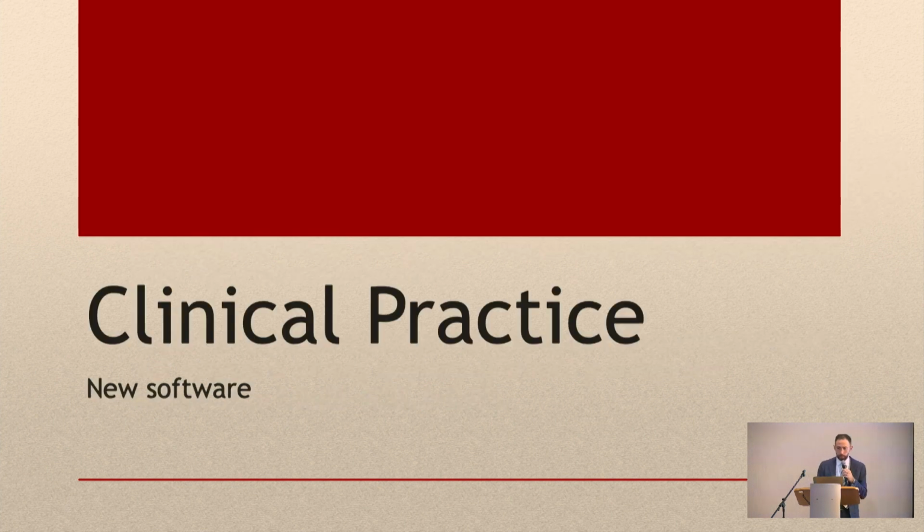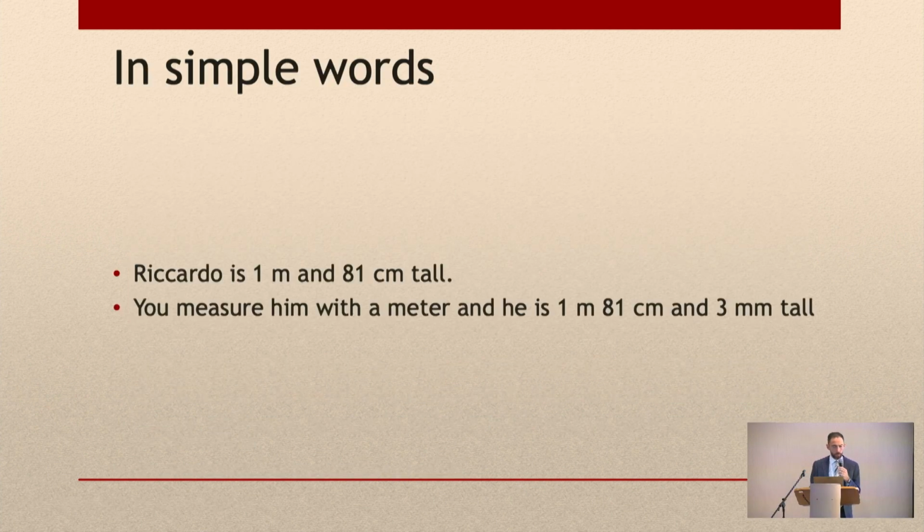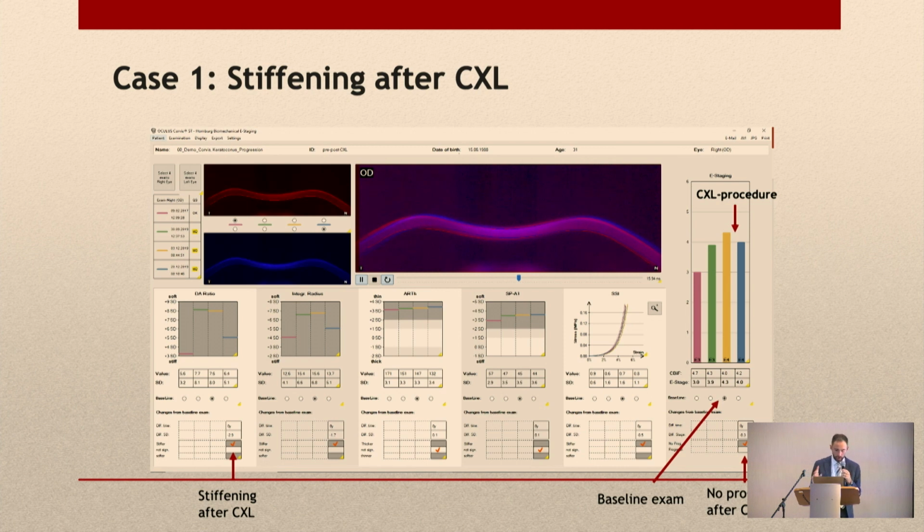How does it work in clinical practice? With the Homburg display, I showed you the confidence interval, so I will skip it. Simple words. Again, sorry, that's just repetition. That's the patient from before, cross-linked. This thing that you see on the right-hand side, you should not expect to see it. So the E stage does not change after cross-linking, because it's created to detect progression. Do not use something that was created to do one thing to do another, because it will not work. Use instead this, because it's created for this, to tell you it's stiffened.